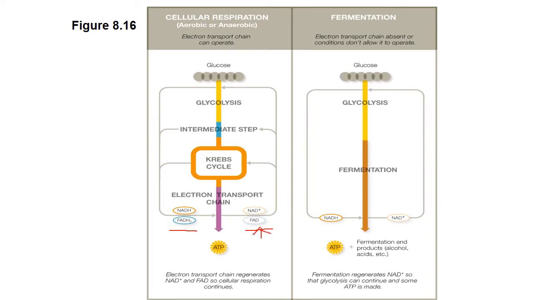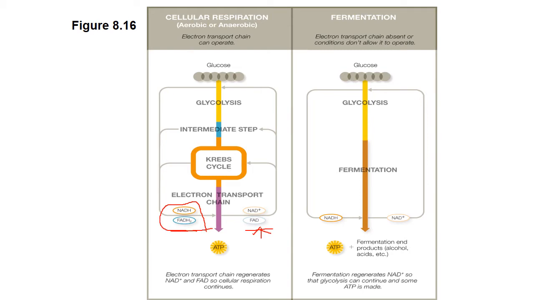they're what I call empty train cars. They no longer have passengers. And how do I know that? NAD plus and FAD do not have the H, or the proton hydrogen, in their name. On this side, you see NADH and FADH2. Those are what I call full train cars.